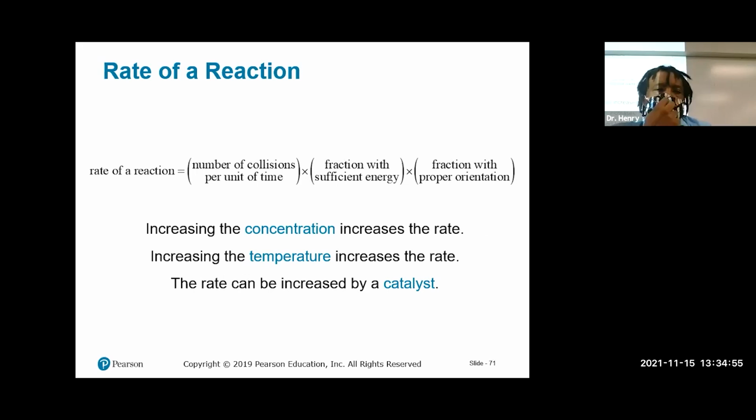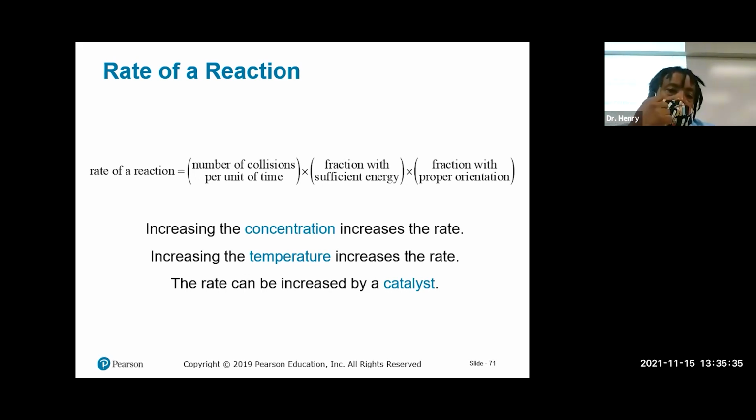Okay, so you guys are familiar with the rate of reaction, right? You remember how to calculate the rate of reaction, the integrals and all that? Okay, so the rate of reaction is equal to the number of collisions per unit of time times the fraction with sufficient energy times the proper orientation. So in this case, we have to take into consideration the orientation of the molecules we're looking at.